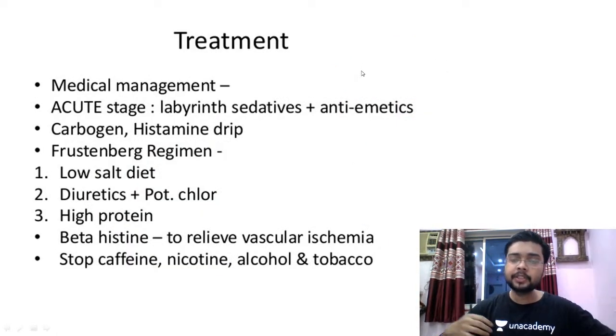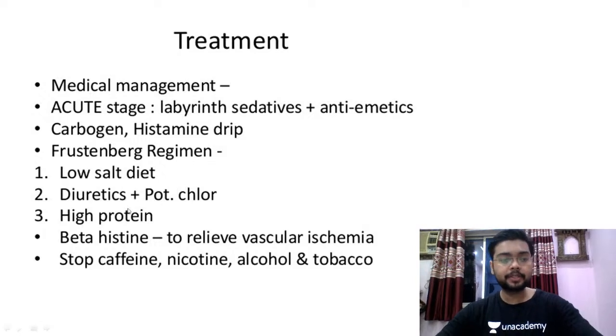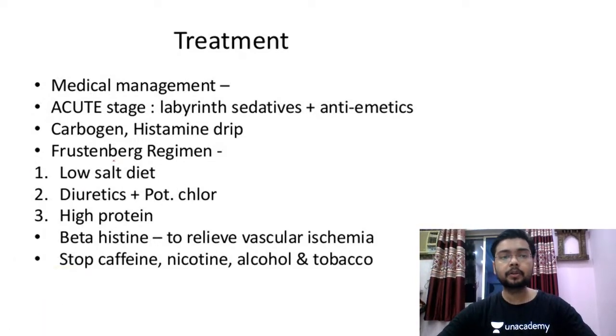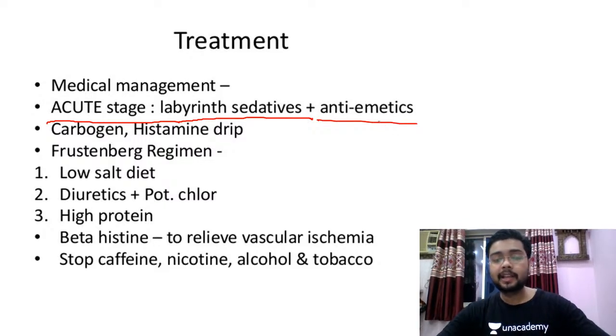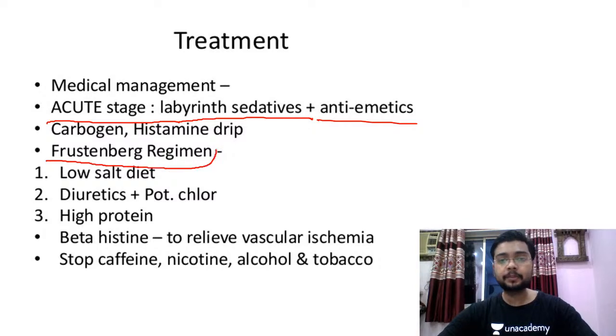So this question is more towards treatment. So we will be discussing what all we do. First we start our patient on medicinal therapy. In acute stages, when the patient has presented to us in an acute stage, you give some labyrinthine sedatives and antiemetics, and some other things like benzodiazepine and others can be given depending upon the symptoms. Then you follow a regimen that is called Furstenberg regimen.